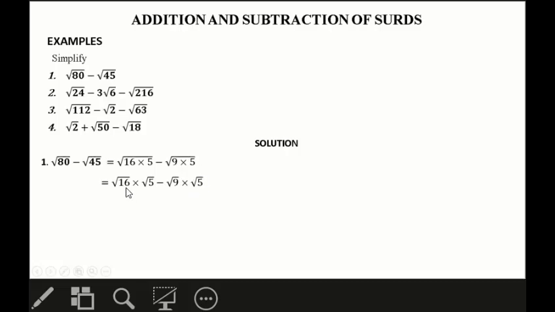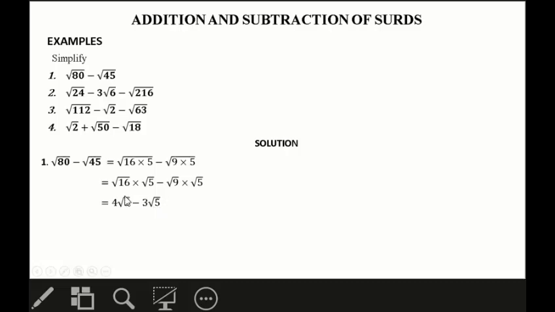Good. This root of 16 is a perfect square. The number 16 is a perfect square. So when you find its root, it will give us 4. Then that 4 times root 5 will give us 4 root 5. Our 9 over here too is a perfect square. When you find the root of this 9, you get 3. 3 times root 5 will give you 3 root 5.